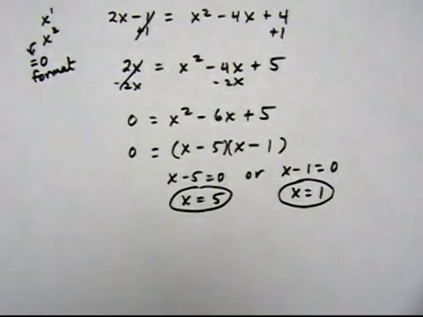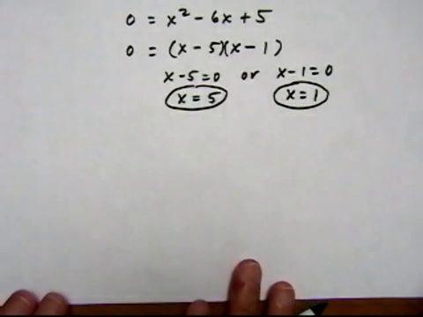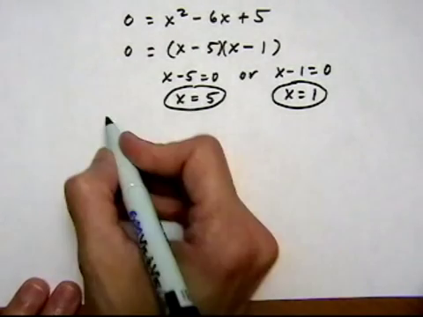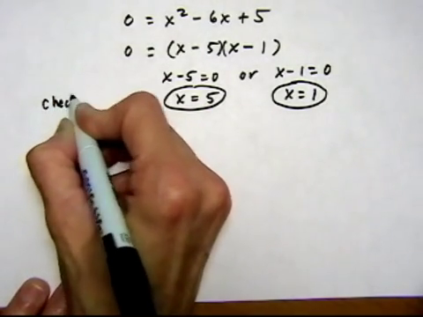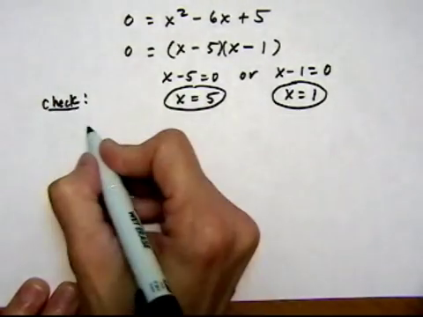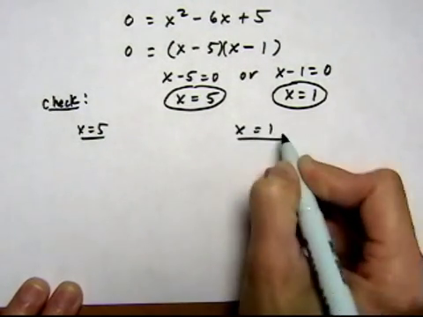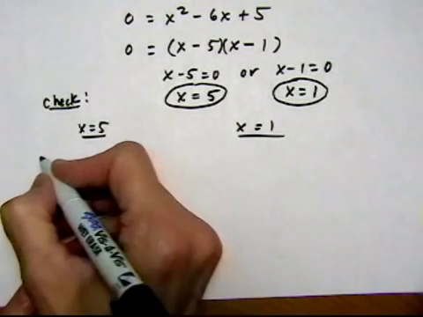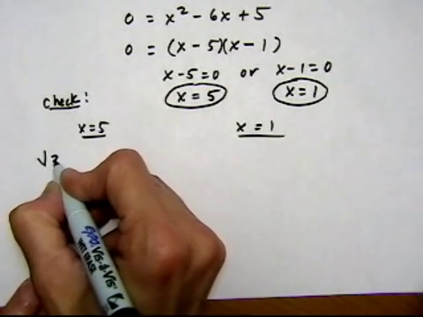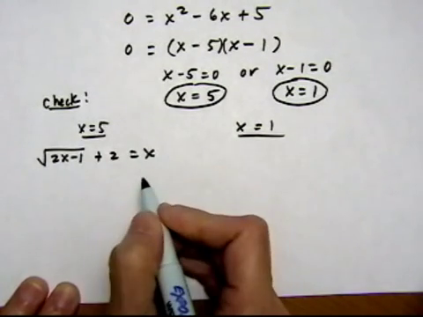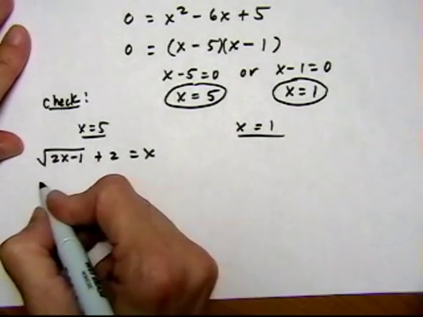Now sometimes both solutions are going to check out and be fine. Sometimes one of them will, sometimes neither of them will. So we have to check both solutions. And let's see what happens here. x equals 5 and x equals 1, back into the original equation: root 2x minus 1 plus 2 equals x. So let's start with the x equals 5.